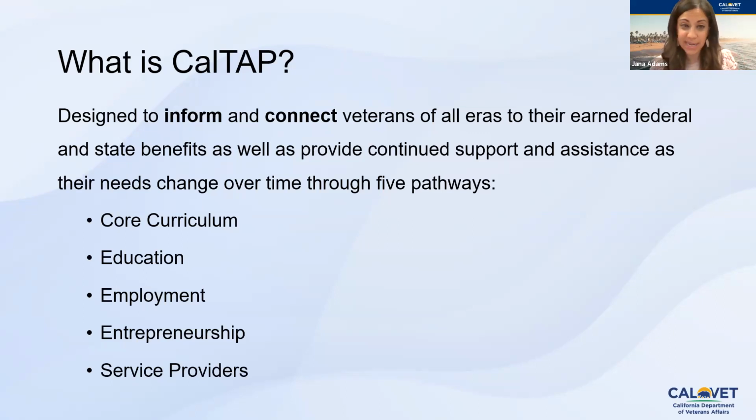And one way we do that is by putting a lot of information right on our website. We have it broken up into 5 pathways: core curriculum, which covers a lot of your basic benefits while living here in California; education, employment, entrepreneurship. Those are self-explanatory, all the information you need to know there. And then service providers. So this is going to talk a lot about how our service providers can connect with our veterans while they're out in the community.